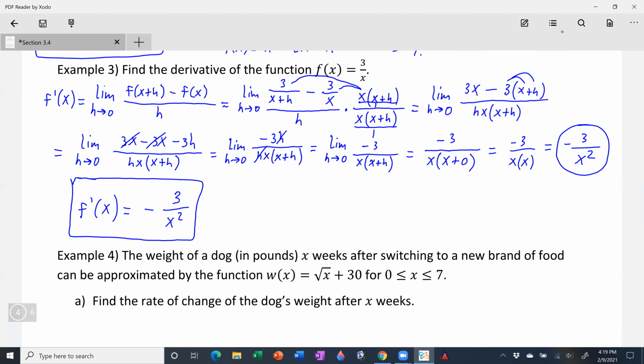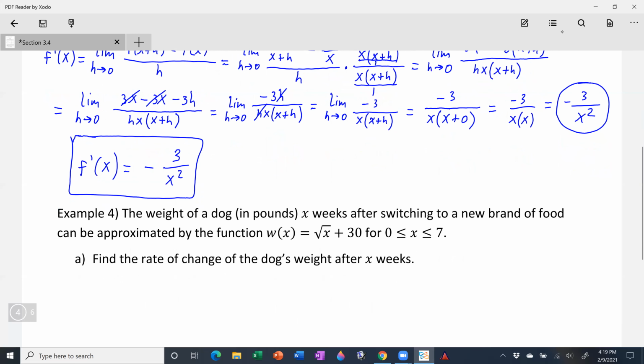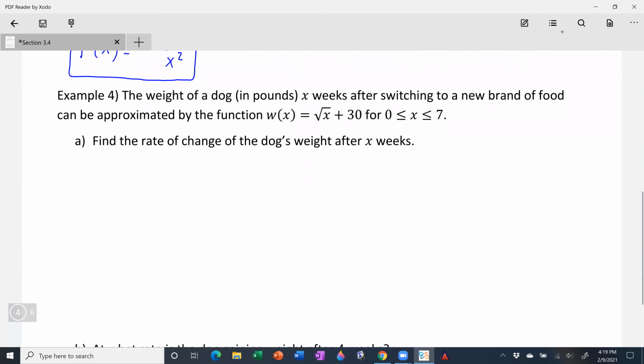Except at 0, of course, right? You can't plug in 0. And it totally makes sense that there's no possible tangent line touching this graph at 0 because the graph doesn't even exist at 0. We'll talk about that kind of stuff a little bit later. Okay, so that one's done. Let's try example 4 here.